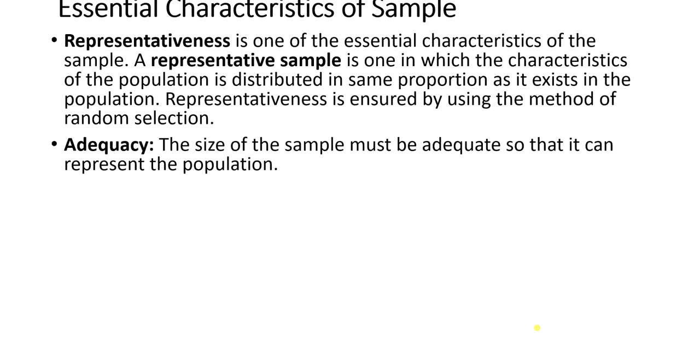The second characteristic is adequacy of the sample size. The sample size must be adequate so that it can represent the population. Suppose the population is 10,000 students, and if I am selecting one or two students, it is very unlikely that those one or two students will represent the population. But suppose I am selecting, say, 1,000 or 2,000, it is more likely that the sample will represent the population.